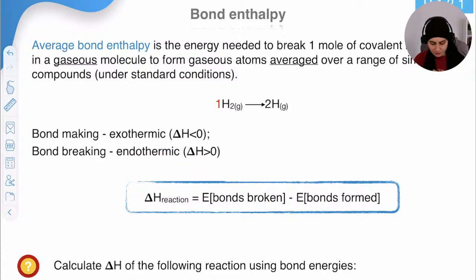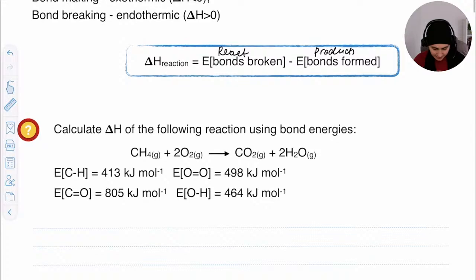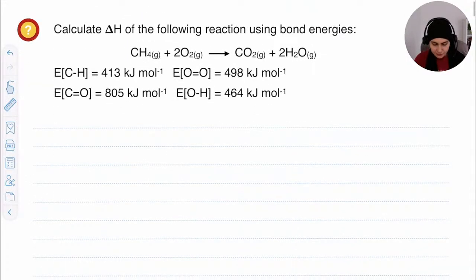Enthalpy change for a reaction can be calculated as energy of bonds broken, which is the energy of bonds of all the reactants, because in the reaction we're breaking bonds of reactants, minus energy of bonds formed, that's bonds of the products. Bond enthalpies or bond energies are given in the data booklet. So let's see an example.